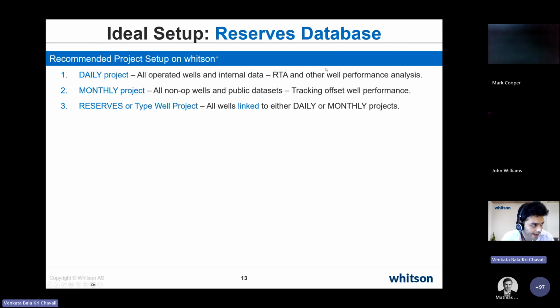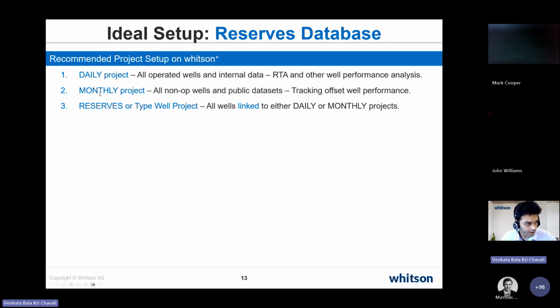Now, what's the plan? The ideal setup is that there should be a reserves database, right? The recommended project style that seems to work for a lot of reasons is that, one, you need to have a daily project. Let's call that all your operated wells and your internal data. That's where you would do all your RTA and other well performance analysis, right? You might have a bunch of comparison plots. You might have a whole bunch of scenarios where you have your own interpretations. All your results are pointing towards RTA, right?